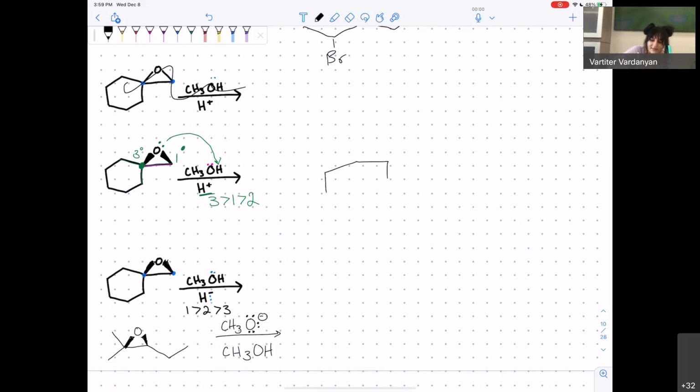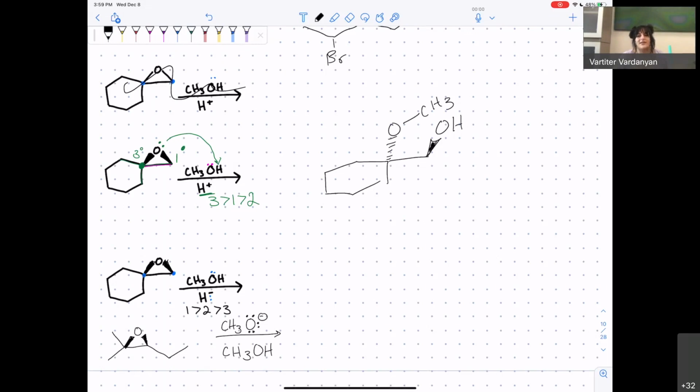So we get OH, and we are going to keep the stereochemistry on the side we open, and we're going to flip the stereochemistry on the side we attack. I'll say it again. Keep the stereochemistry on the side you open to, flip the stereochemistry on the side you attack.